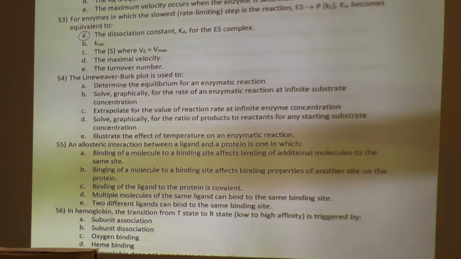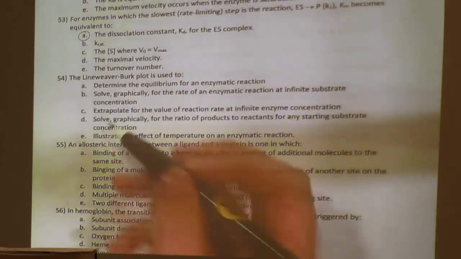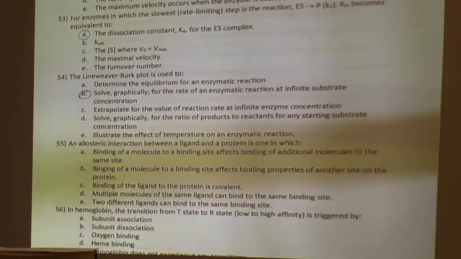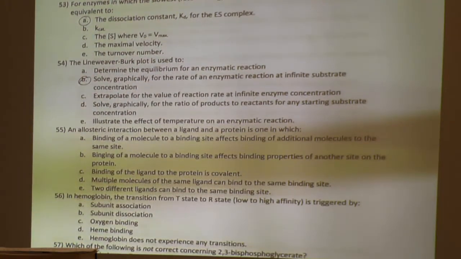At 54, the Lineweaver-Burk plot is used to what? It's used to solve for the rate of an enzyme reaction at infinite substrate concentrations, so it would be B. Okay.